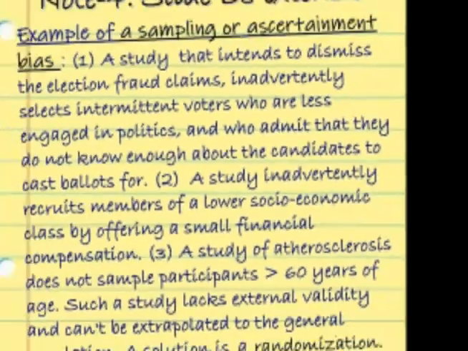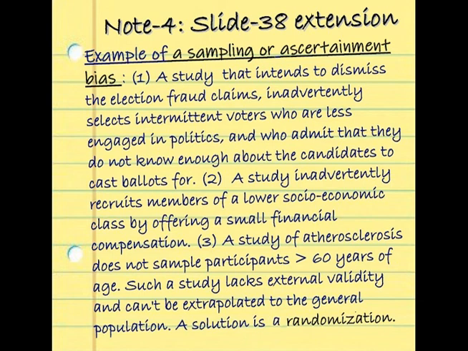A study that intends to dismiss the election fraud claims inadvertently selects intermittent voters who are less engaged in politics and admit that they often do not know enough about the candidates to cast ballots. Or a study inadvertently recruits members of a lower socioeconomic class by offering a small financial compensation. Or a study of atherosclerosis does not have participants over 60 years of age. That study may have strong internal validity, but will lack external validity and can't be extrapolated to the general population.